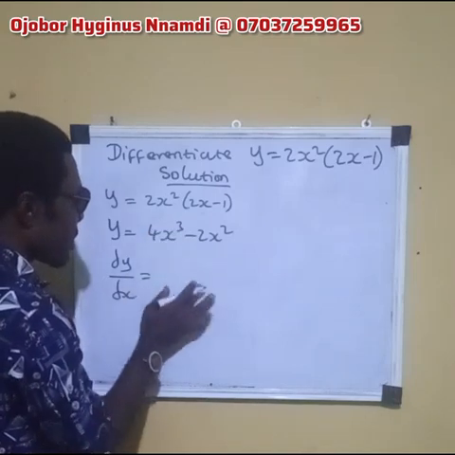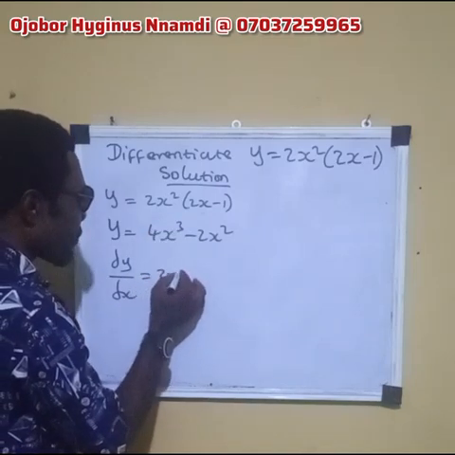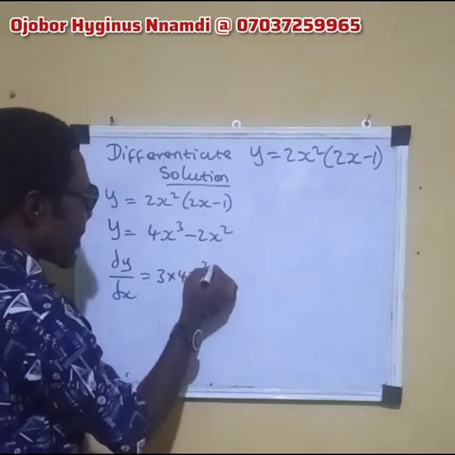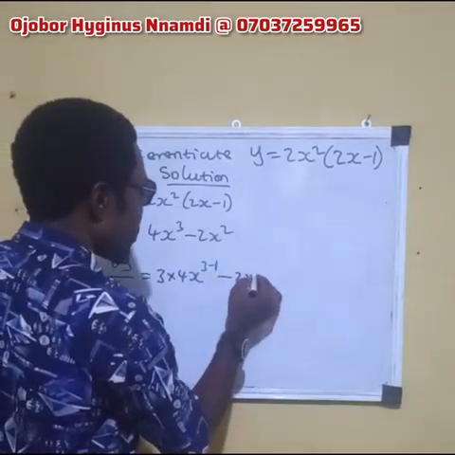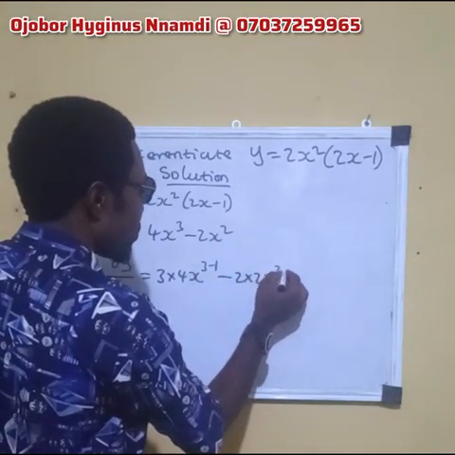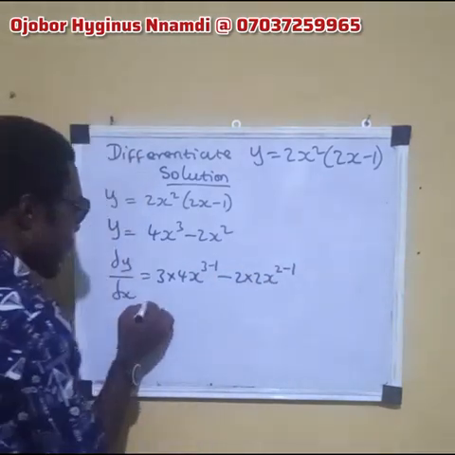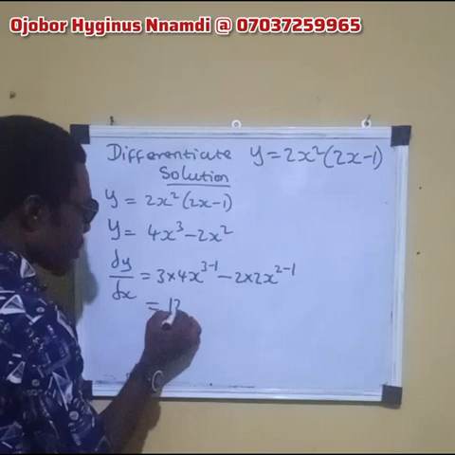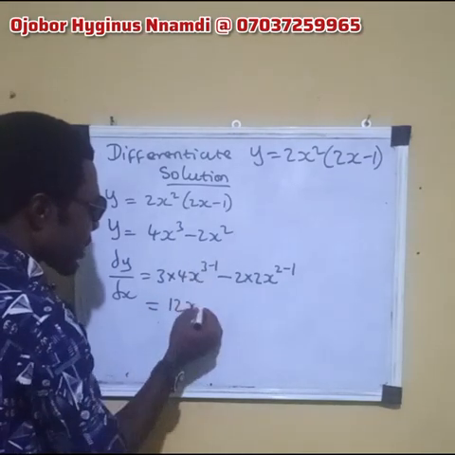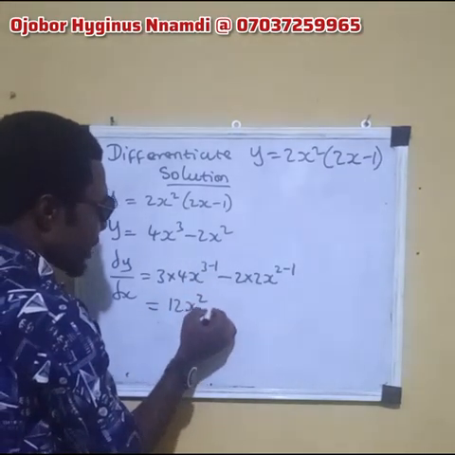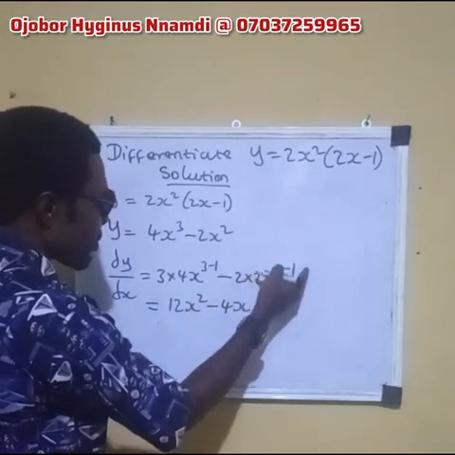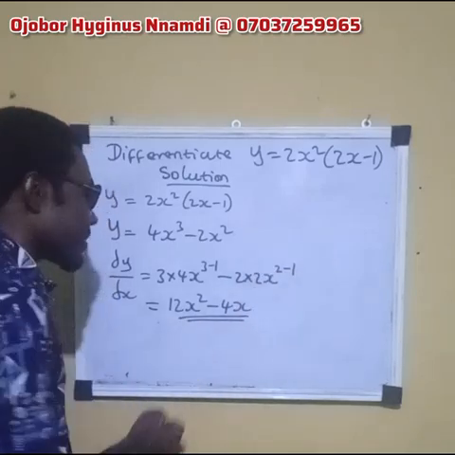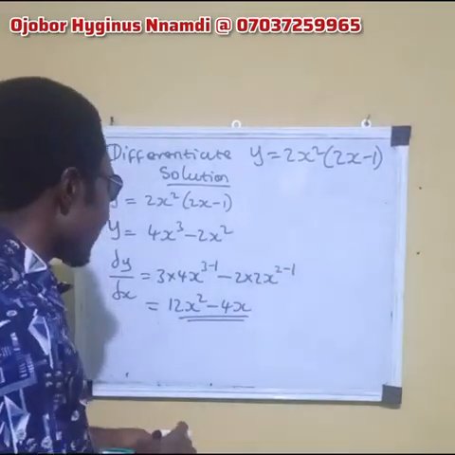Of course, let us do it. We have 3 times 4, x raised to power 3 minus 1. Minus, if you differentiate this, you have 2 times 2, x raised to power 2 minus 1. Okay, and that will give us 3 times 4 will give you 12x. 3 minus 1 is 2. Minus 2 times 2 is minus 4. x raised to the power 2 minus 1 is 1, and this is the answer. You can see it is still correct.